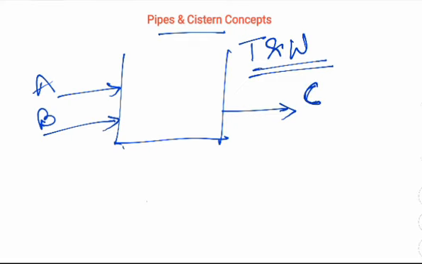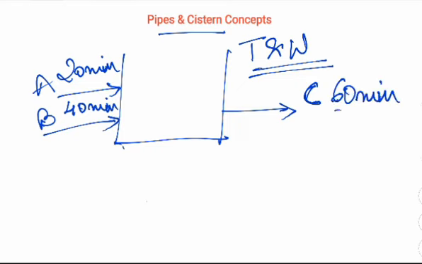And they have different times. Let's suppose A is filling the tank in 20 minutes, B is filling the tank in 40 minutes, and C is able to drain the tank in 60 minutes. So all these times are when each works alone: C is draining the tank in 60 minutes when working alone, A is filling the tank in 20 minutes when working alone, and similarly B is filling the tank in 40 minutes when working alone.